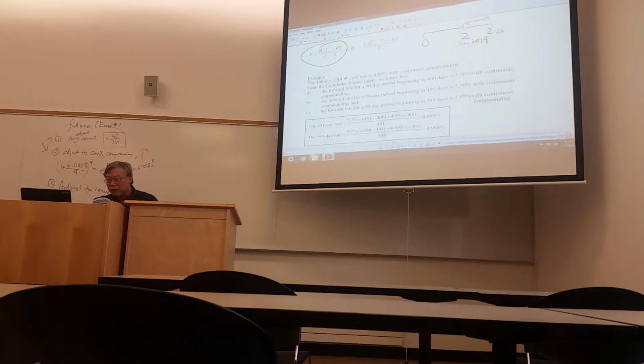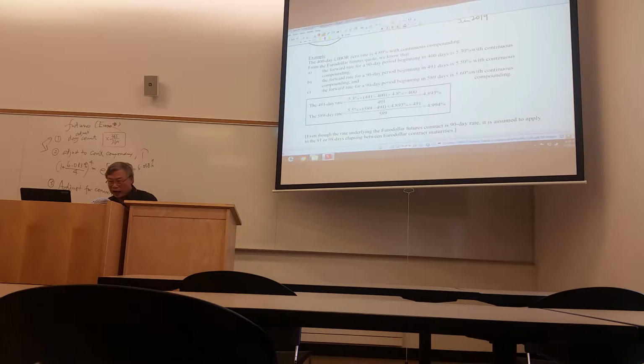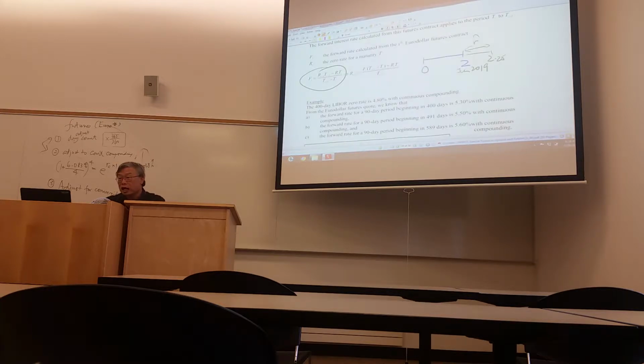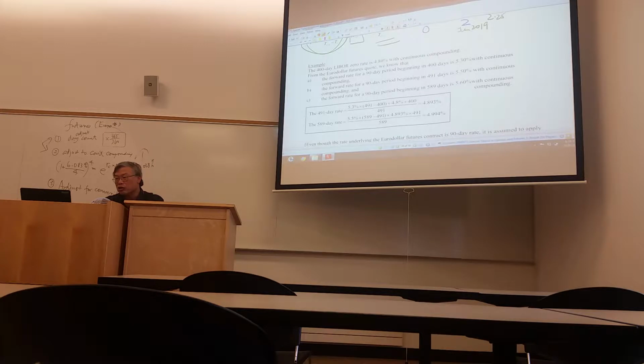Example. The 400 days LIBOR zero rate is 4.82% with continuous time compounding. From the euro-dollar futures quotes, we know that the forward rate for a 90-day period beginning in 400 days is 5.3% with continuous time compounding. So you just use this formula. What I do is that I have this formula originally, and then I do the algebra so that R_{T+1} is expressed in terms of the other things. You can just use this formula. You have a T plus 1, etc. You just put in the formula, you will find the interest rate. This is if you want to use this formula.